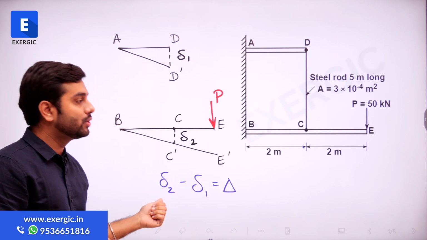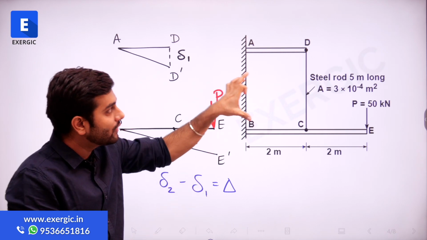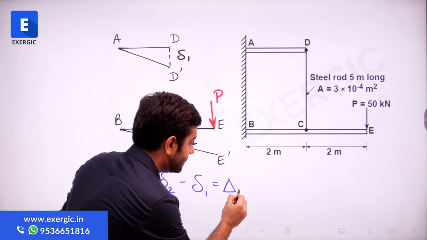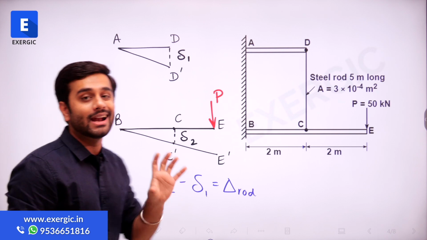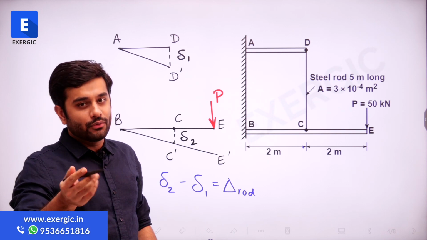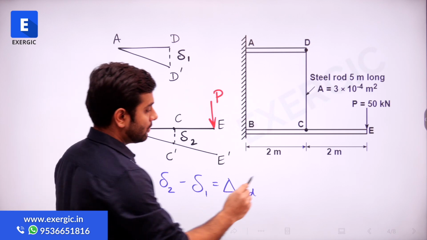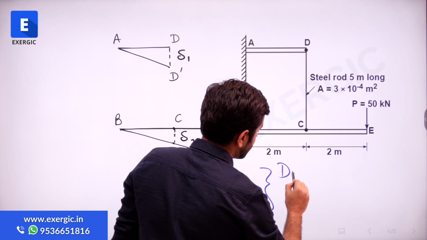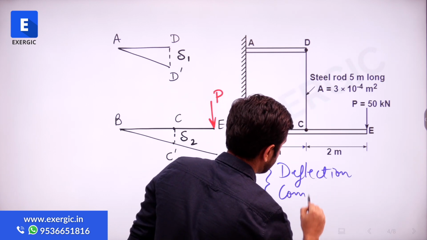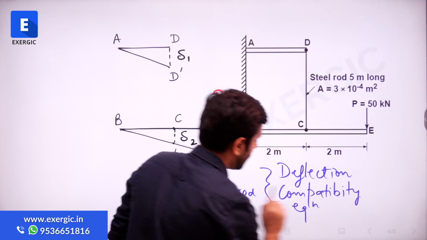So the deflection of C, which is del 2, minus the deflection of D, which is del 1, will tell you the effective change of length of CD, the tensile elongation, which is del rod here. This is an additional equation which relates both of them, and gives, as I told you, one more additional equation required for compatibility. So what can we call this equation? This is a deflection compatibility equation, right?